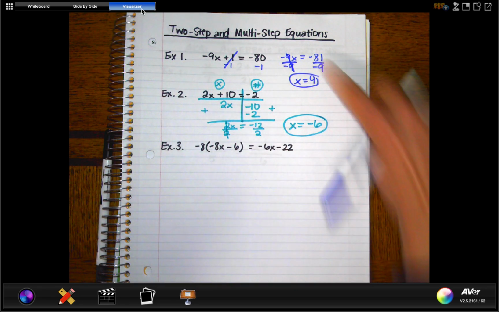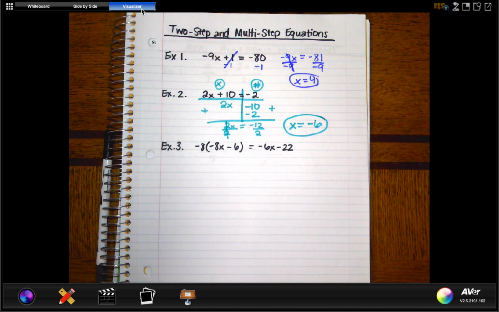Now, either of these methods should work if you do them correctly. It's up to you which one you choose. Okay, the final one is called a multi-step equation, and it's because there are several steps to get the final answer here. Okay, in my class, we used a T-chart as well here.